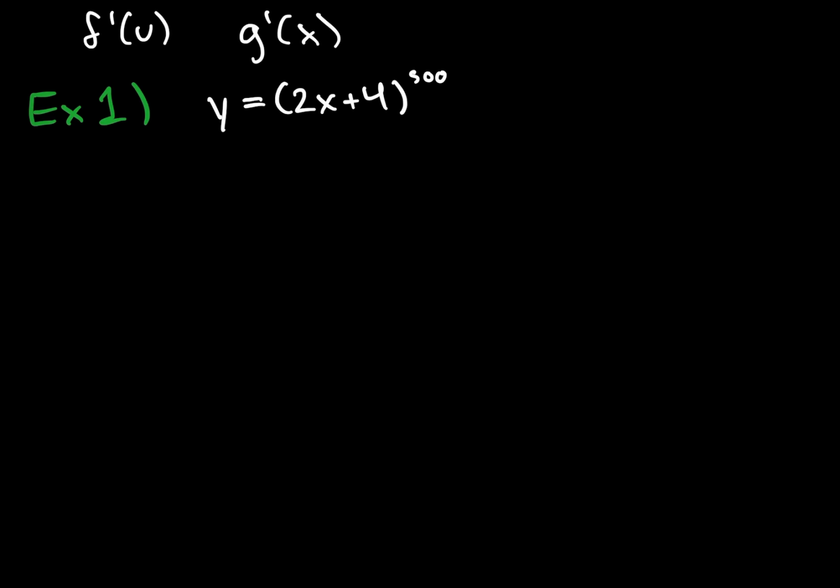Well, we can see that the inside is this 2x plus 4 right here. And we will label this as g of x is equal to 2x plus 4. By labeling this, we can now plug in our little u to this equation.